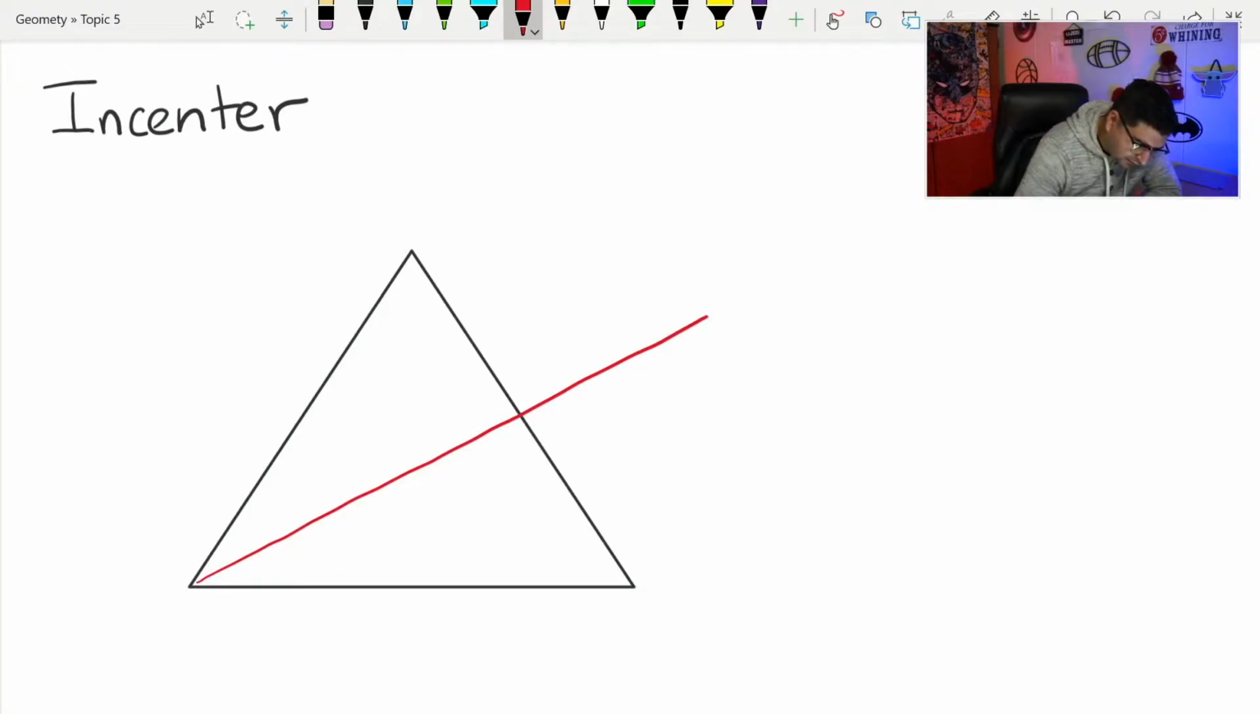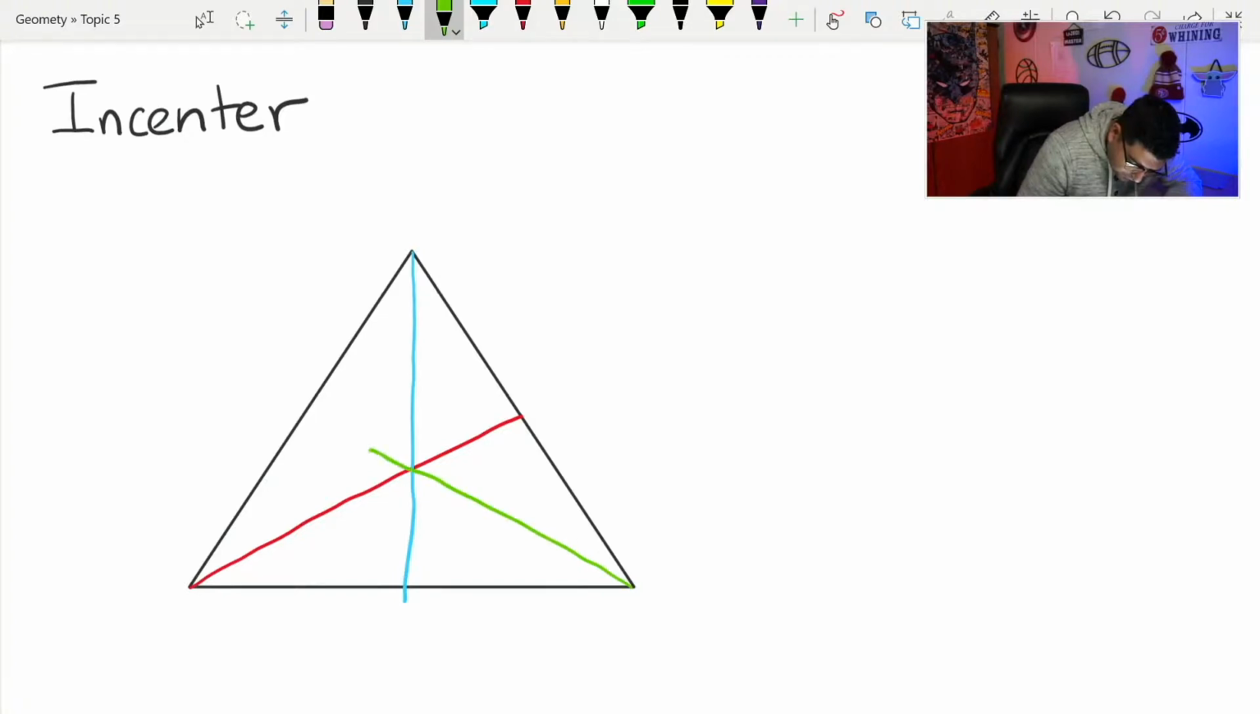Say I draw a line going out that way. I actually don't need it that long, so let me redraw it. And then I go to the top angle. I split that one in half as best as I can. And then the last angle as well. This point that we have right here is what we call the incenter. It's the point that's the product of drawing an angle bisector on each of the angles of a triangle.